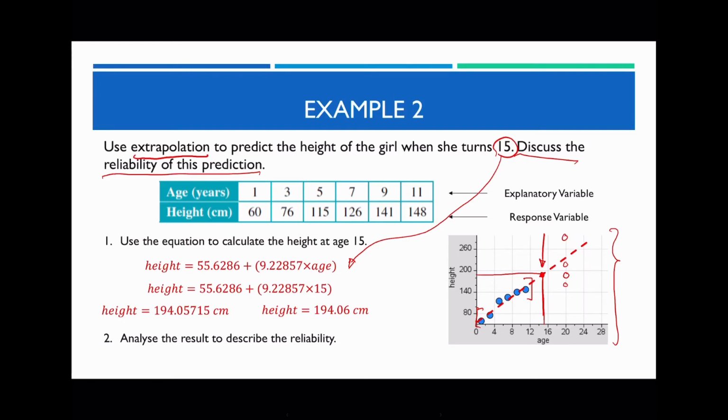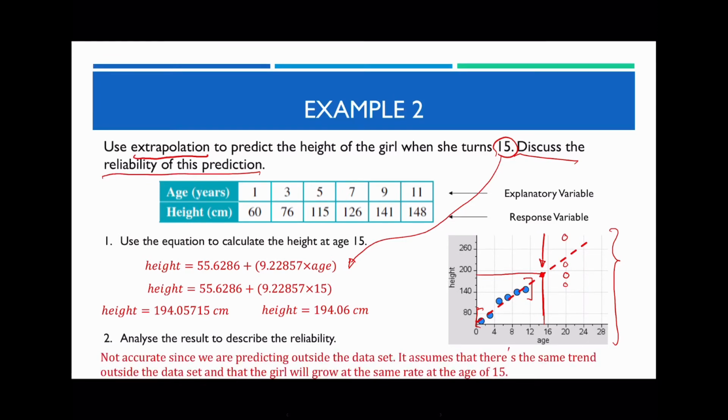So the way that I'd answer the second part of the question, I'd say extrapolation is not very accurate since we are predicting outside of the data set. It assumes that there's the same trend outside of the data set and the girl will grow at the same rate at the age of 15. So that is how I would answer this particular example.